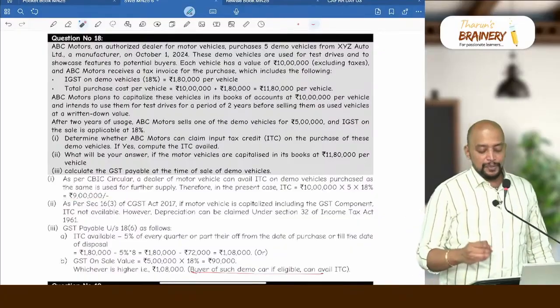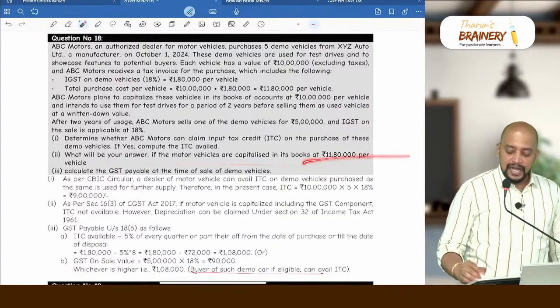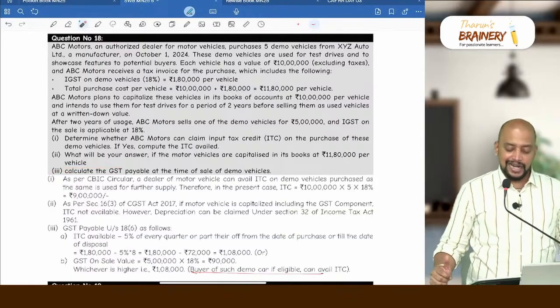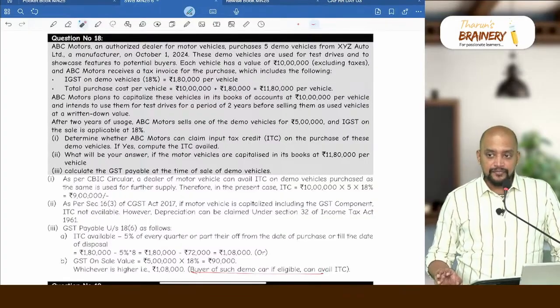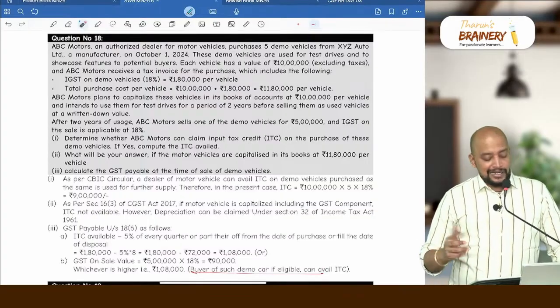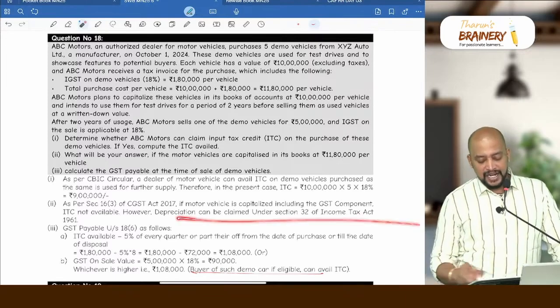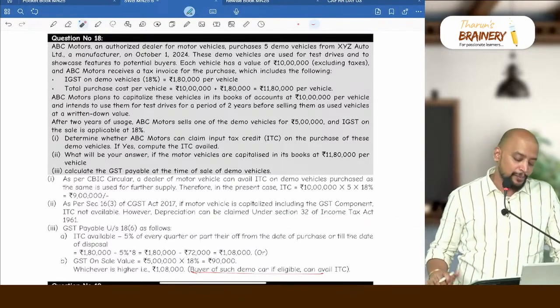Then question 2. What will be your answer if the motor vehicles are capitalized in its books at 11,80,000 per vehicle? If it is capitalized in books for 11,80,000 per vehicle, then in that case, is ITC available or not available? Not available. ITC is not available. Therefore depreciation can be claimed under section 32 of the Income Tax Act on that 1,80,000 component.